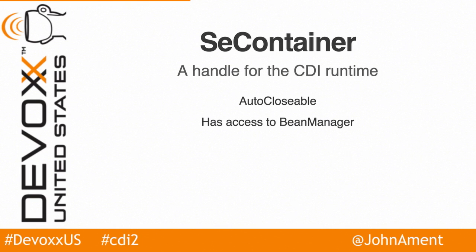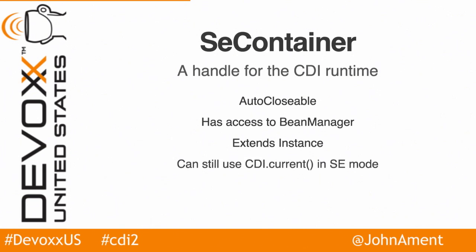It also has access to the bean manager. There is nothing stopping you from having multiple SE containers running at once, but as a result, you need to be able to differentiate the bean manager from container 1 and container 2. To do that, we have to give you direct access to the bean manager, which is our core entry point for CDI. It extends from Instance. So this gives you some basic programmatic lookup within the container to find beans instead of having to go through the bean manager to do creation of context to bootstrap an application.